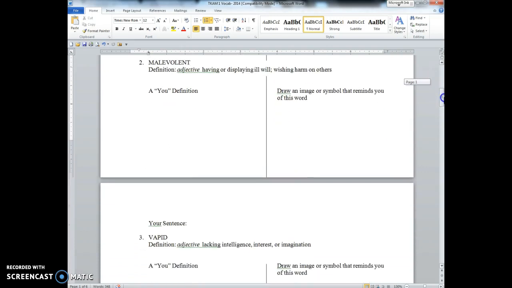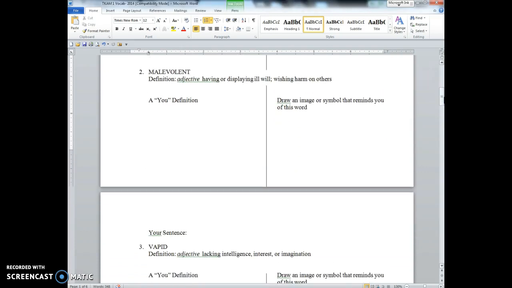So then the next one is malevolent. And yes, the sentence is right here. I'm a doofus. Can you please write your sentence at the bottom right there? That would be awesome. Malevolent is an adjective.